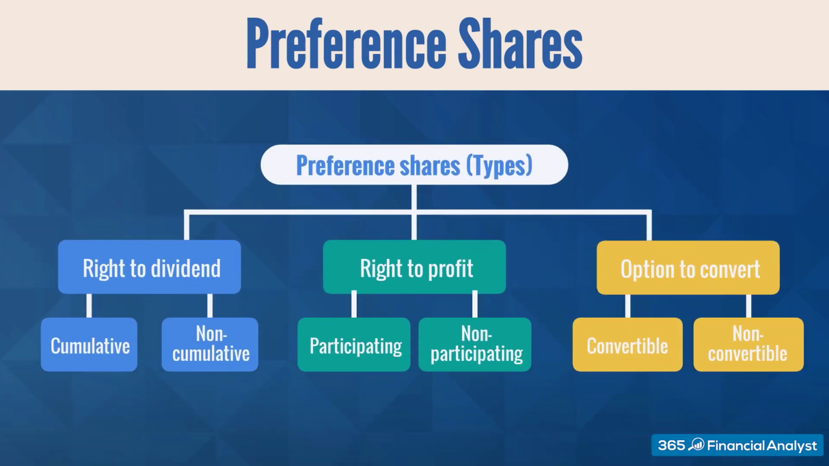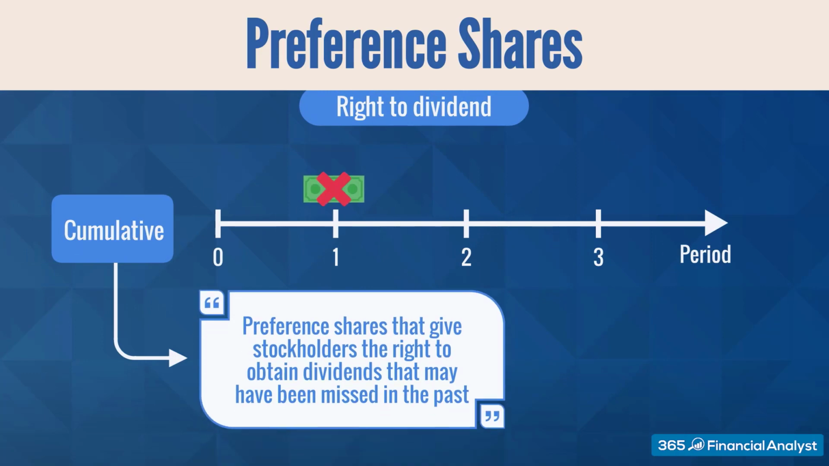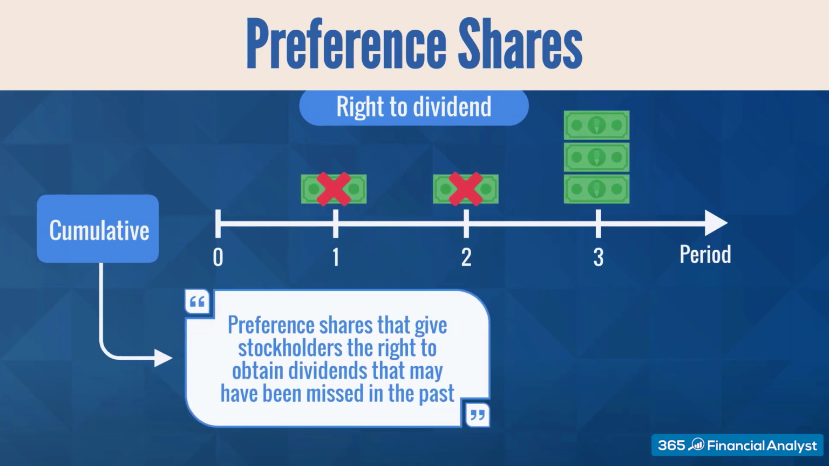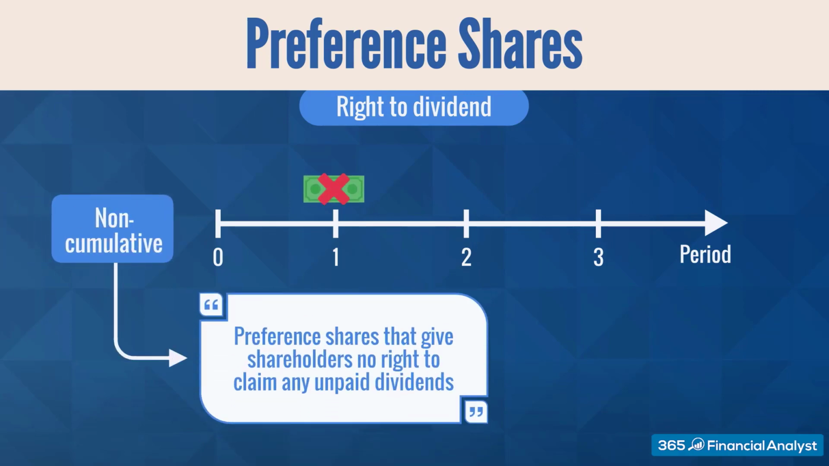In terms of structure, preference stock can be cumulative or non-cumulative. The former specifies that any missed and unpaid dividends must be made up before common shareholders receive theirs. By contrast, non-cumulative preference shares lack such a provision. If the company doesn't pay dividends in a given year, investors forfeit the right to claim any of the unpaid amounts in the future.